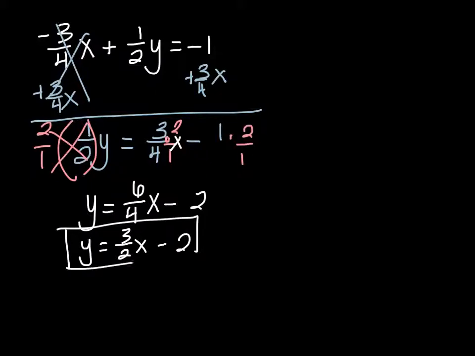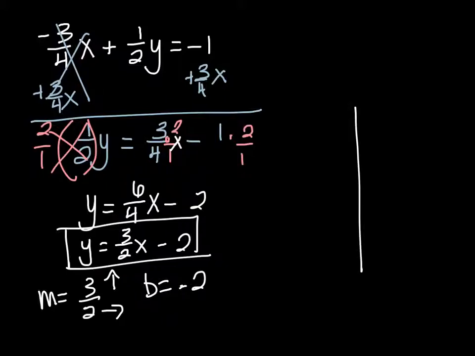There's my equation. My slope is 3/2, which means I rise 3 and I run 2, and I start at negative 2, which is my y-intercept. So at negative 2, I draw a dot. Then I go up 1, 2, 3 over 2. Up 1, 2, 3 over 2. And now I can connect my line through it.